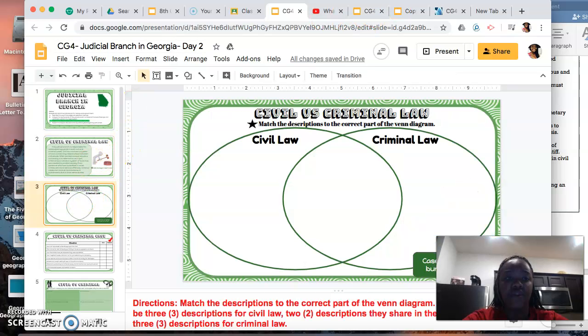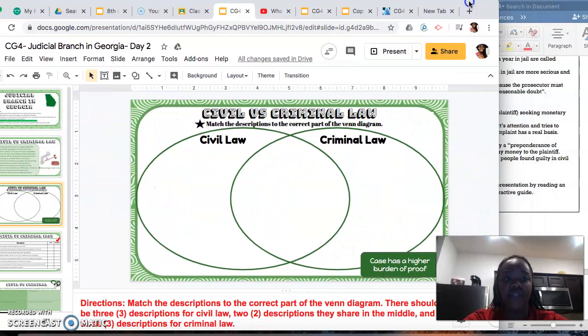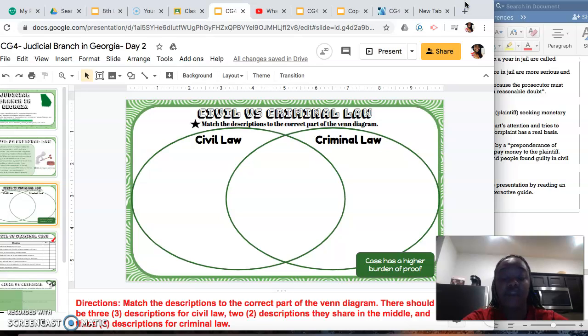You're then going to go to your next slide, which is a Venn diagram comparing and contrasting the similarities and differences between civil law and criminal law. I did put in your directions at the note section at the bottom of the slide that there are 3 descriptions that should go under civil law. There are 3 descriptions that should go under criminal law, and there are 2 descriptions that they share in common.